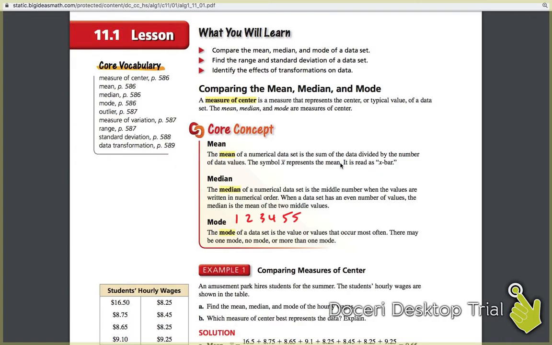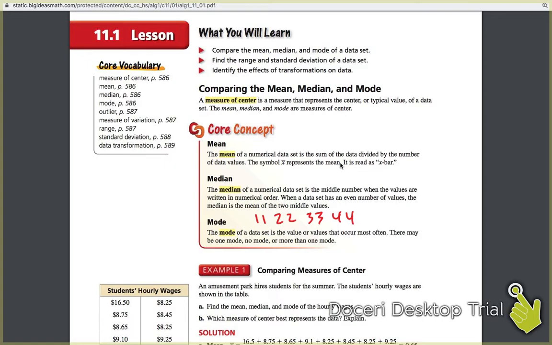But if I put another 5, now the mode is 5. Well, what if I put another 1? Now I've got 2 modes. I've got 1 and 5 as my 2 modes. Okay, here's a tricky one. Let's say that we have 1, 1, 2, 2, 3, 3, 4, 4. What's the mode? And there is no mode here.